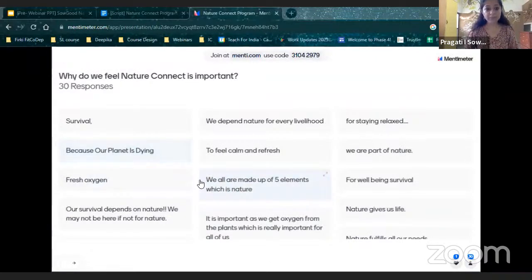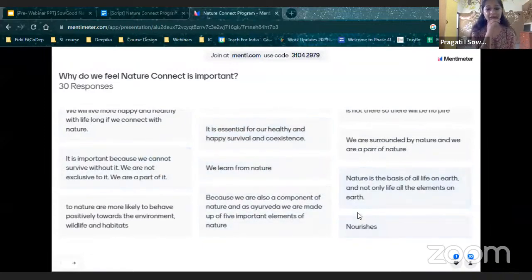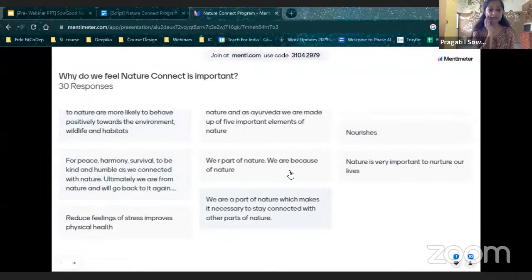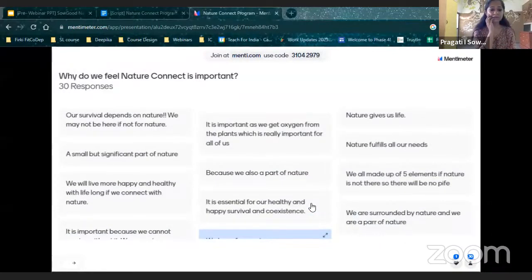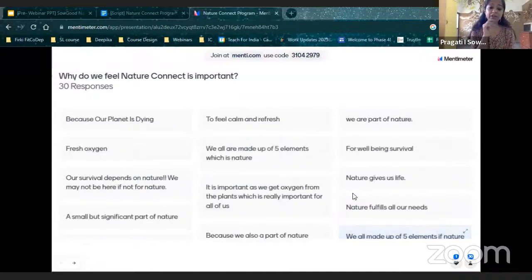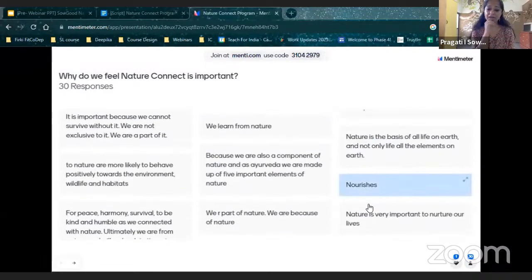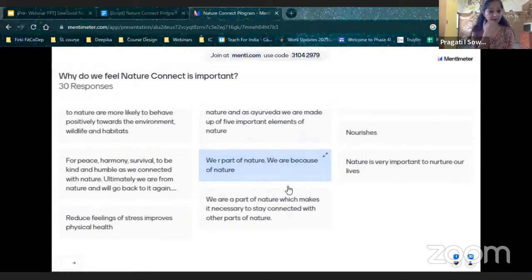So survival because our planet is dying, fresh oxygen. We are also part of nature. Lovely responses over here. For peace, harmony, survival. Nature gives us life. That's such a beautiful answer. It's a very beautiful thing. Nature fulfills all our needs. Absolutely. Our survival depends on nature because our planet is dying. Fresh oxygen. To feel calm and refreshed. Wow. We are part of nature. We are because of nature. Nature is very important.